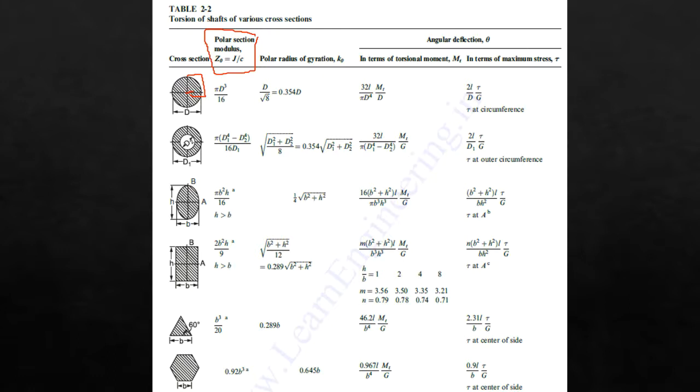Table 2.2 for finding polar section modulus, table 2.7 to determine section modulus in case of bending stresses, and table 2.8 in finding the maximum bending moment as well as deflection of the beams. With these basics, let us start the numericals.